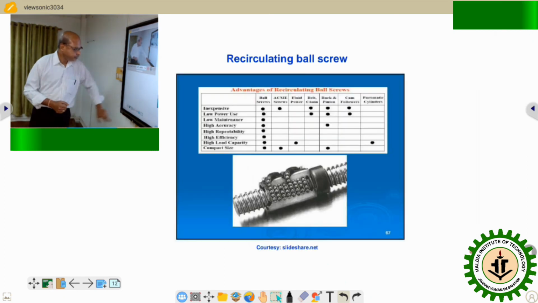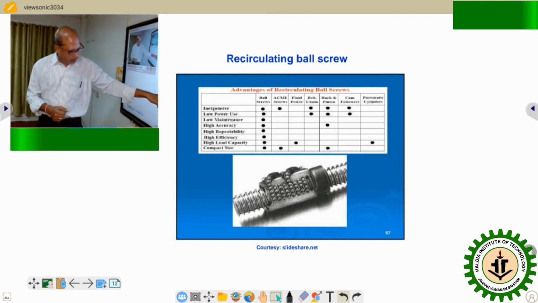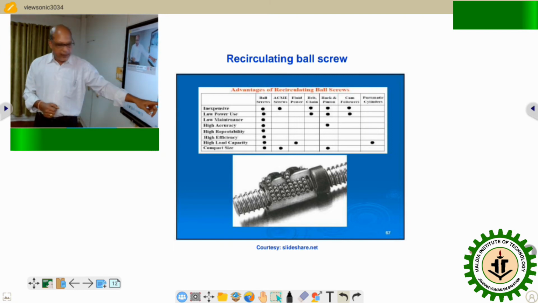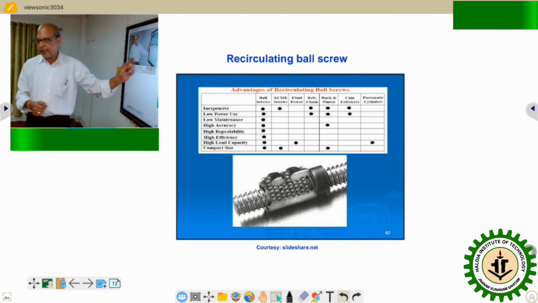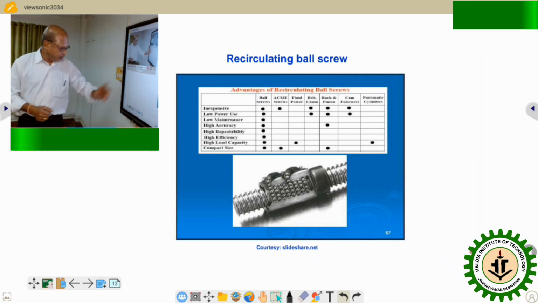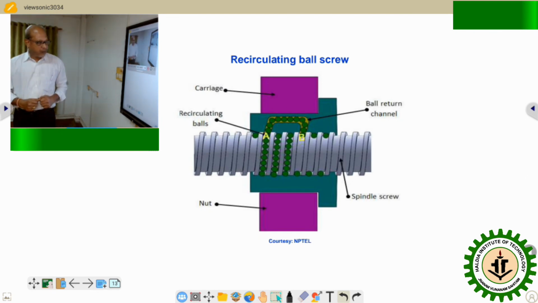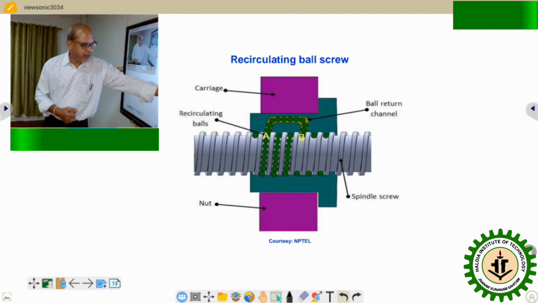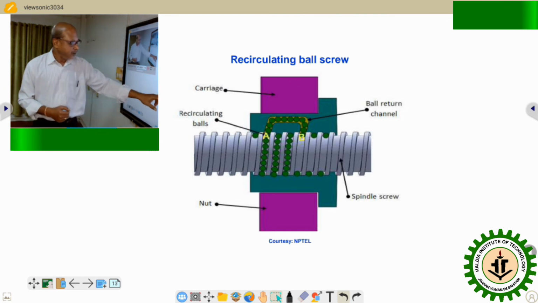This is a view of the recirculating ball screw. You see, there is a helical groove, and within the groove, a lot of small hardened ball bearings circulate. I will come to that for better understanding. You see this particular drawing. This is your spindle screw, that is basically the screw. This one is the nut, this greenish color. Actually, this is wrongly shown. This arrow should be given to the carriage, and this nut arrow should point to this green colored portion.